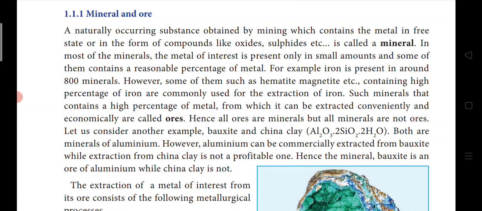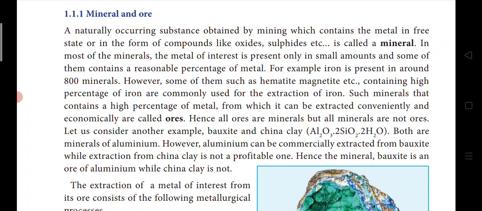And 2 marks or 3 marks is a repeated question: the difference between mineral and ore. Listen here. A naturally occurring substance obtained by mining, which contains the metal in free state or in the form of compounds like oxides and sulfides, we call it a mineral.